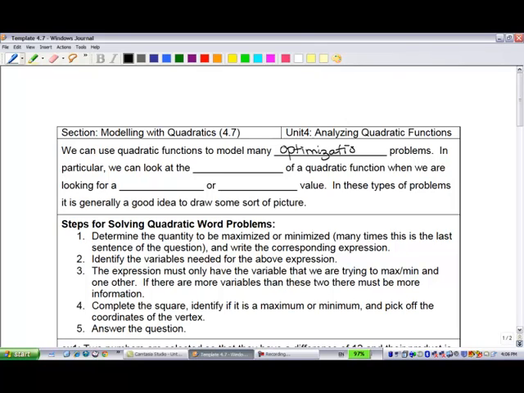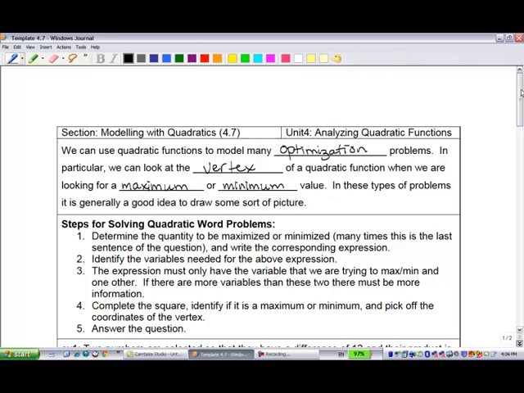is really just a term used to say where we want the best kind of output, the best kind of outcome. So we're going to use this to model optimization problems. In particular, we can look at the vertex of a quadratic function when we are looking for a maximum or a minimum. When we look for a max value, we take a look at the vertex, because the vertex is either at a peak or a trough. It's either a max value or a min value based on the quadratic. We can look at that point and figure out what is the optimal thing we're looking for.